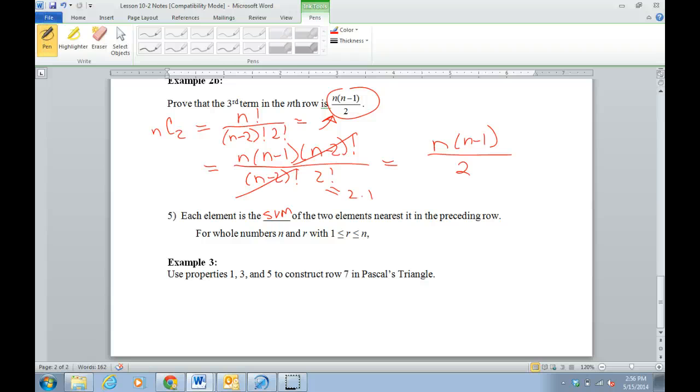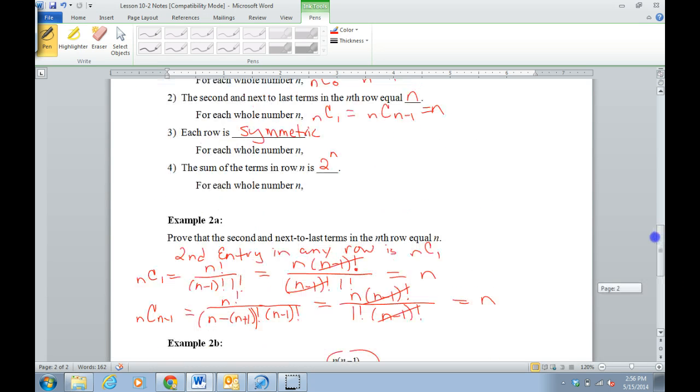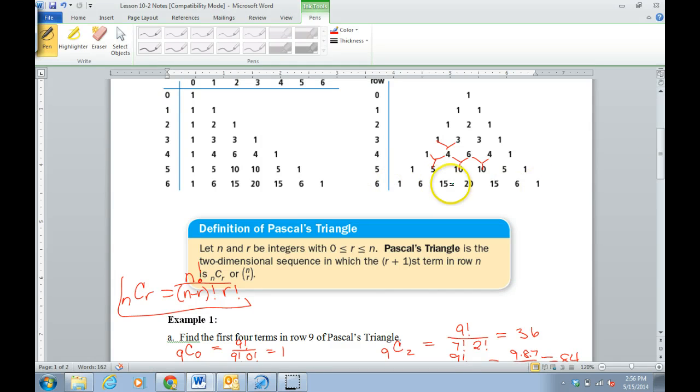Example 3: use properties 1, 3, and 5 to construct row 7 of Pascal's triangle. Well, we have row 6. Here's row 6. How would I make row 7? It's going to be a 1 and a 7 for sure, and then a 7 and a 1. And then you add. I can add these two: 21. And then 35. What's these two added? 35 again, and then 21, and then 21. So that's the last example. It just asked us to build row 7 based on what we know.